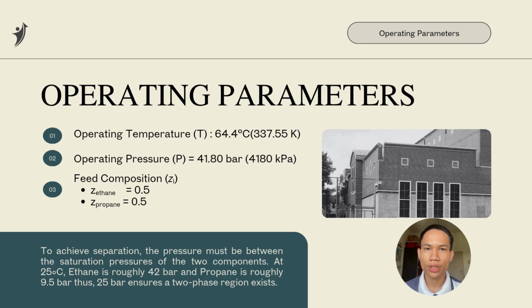Our flash separation system operates at a controlled temperature of 64.4 degrees Celsius, which is equivalent to 337.55 Kelvin. The operating pressure inside the drum is set to 41.8 bar or 4180 kilopascals. Our feed is perfectly equimolar, meaning the inlet composition has an equal fraction of 0.5 for both ethane and propane.